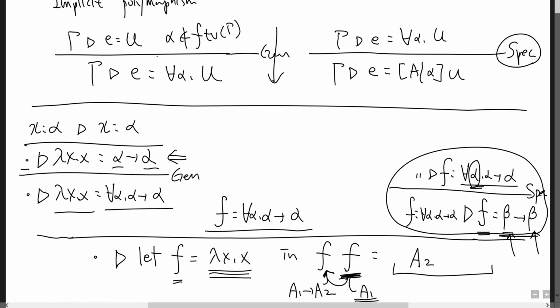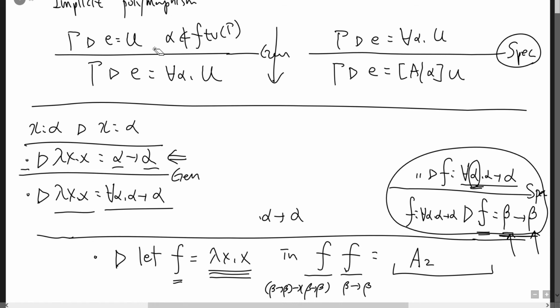Now, the second f has type beta arrow beta. So we learned that the second f has beta arrow beta. So perhaps the first f must have type beta arrow beta arrow beta arrow beta. And so we will see another example of applying the specialization rule.